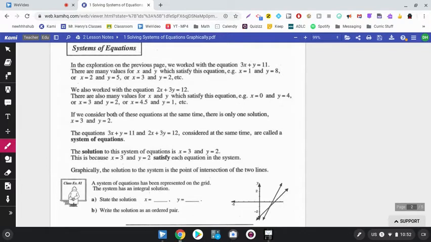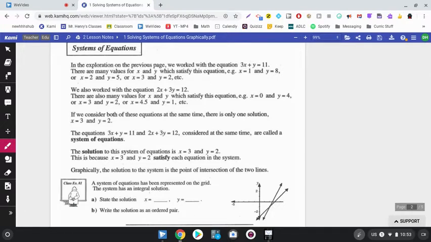In the explanation on the previous page, we worked with the equation 3x plus y equals 11. It says there are many values of x and y which satisfy this equation. A point satisfies an equation if it's on the line. I plug in the x and y and they work, so it's actually on that line. The other equation, 2x plus 3y equals 12, also has tons of points. There are an infinite amount of points on that line, and all of those points satisfy the equation.